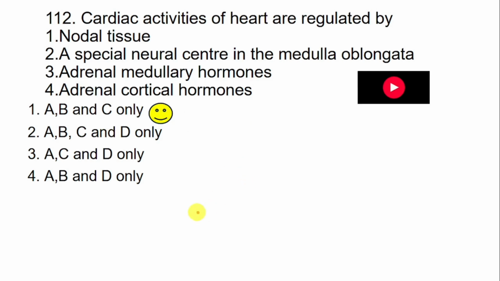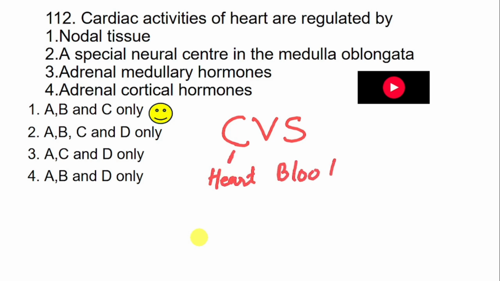So this was a little confusing. Okay, let me make it clear to you. The activity is called the cardiovascular system. So cardiac is only for the heart and the vascular is for the blood vessels. So vasodilation and vasoconstriction, the hormones which control the activities of blood vessels, are not directly involved in controlling the cardiac activities. This is the reason you rule out adrenal cortical hormones.